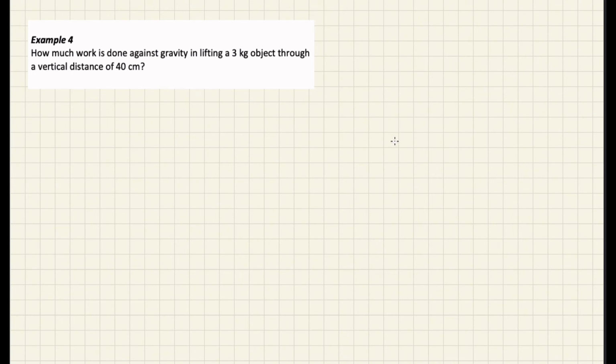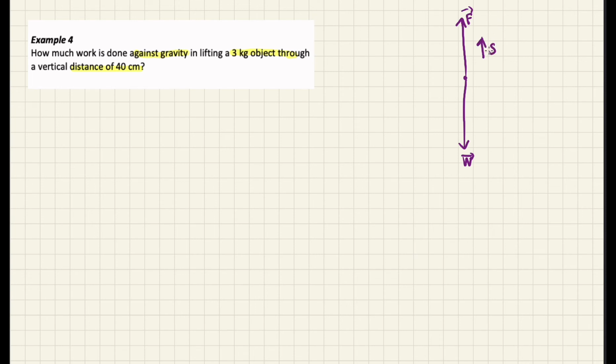Okay, so for example 4, the question says how much work is done against gravity. So they want how much work is done against gravity in lifting a 3 kg object through a vertical distance of 40 cm. Okay, so for this one, kita lukis free body diagram dulu. So we have the weight which is downwards. Okay, and now we want to apply a force to work against gravity. So the force is going to be upwards, and the displacement is also upwards.